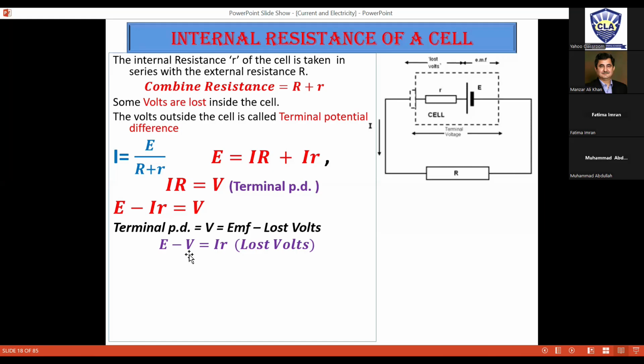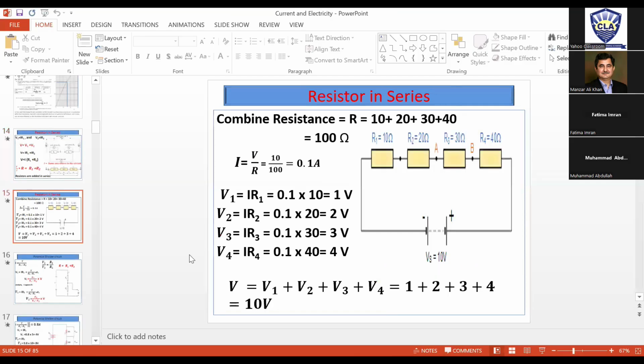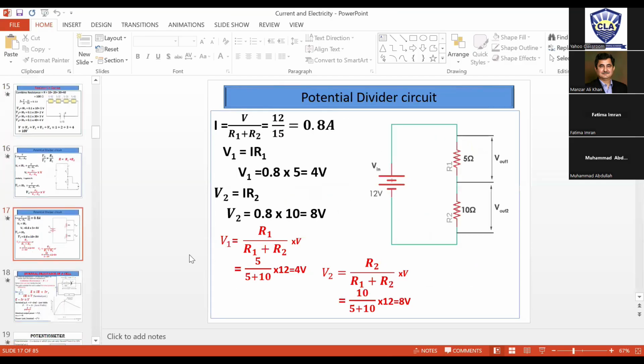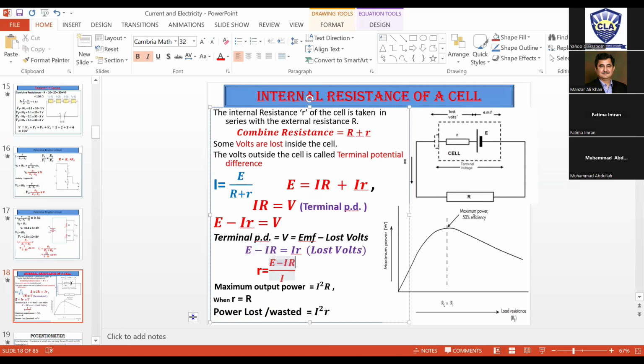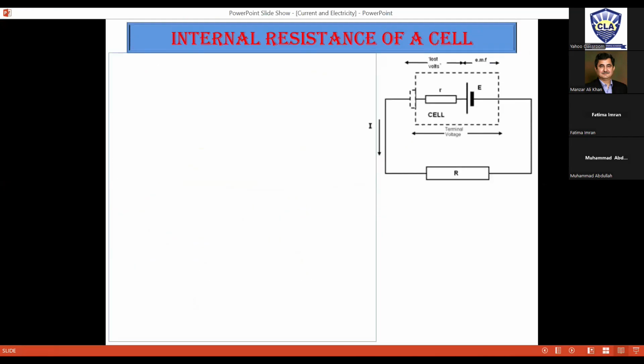बल्कि इसको मैं V की जगह I will replace it by I into R. Just one second. Okay. Here. I R. यहां से भी हम r निकालने के लिए E में से I R को माइनस करेंगे. You will get the value of internal resistance.